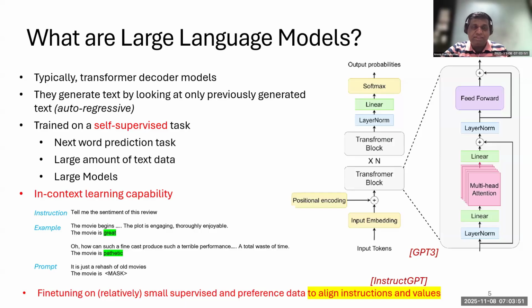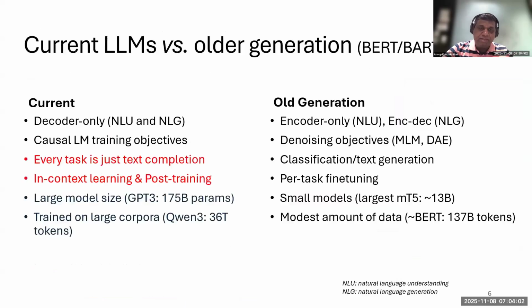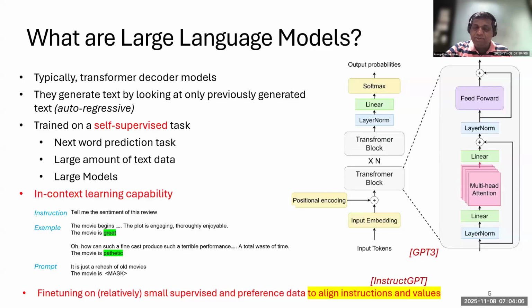And with instructions and a few examples, the model is able to solve a new instance of a task to some extent. And this can be further improved by fine tuning the models on instruction tuning tasks as well as aligning it to human values and instructions, right? So all this taken together, we have seen rapid advances in LLMs.